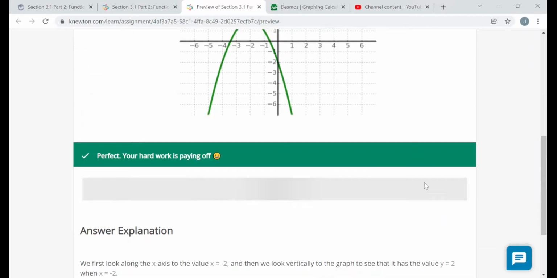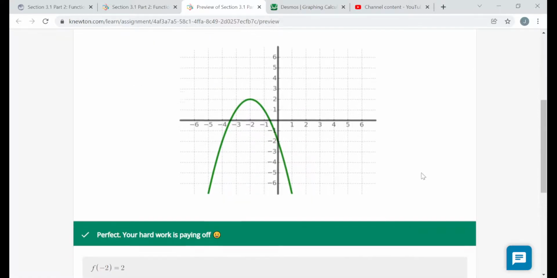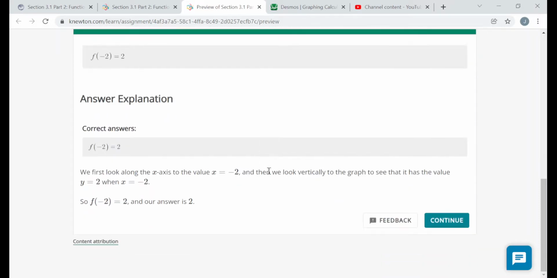After every question, you'll be told if you're right or wrong, and then you'll be given some answer explanations. Please read through these, and hopefully you can see where you went wrong, or learn from your mistakes if you did make any.